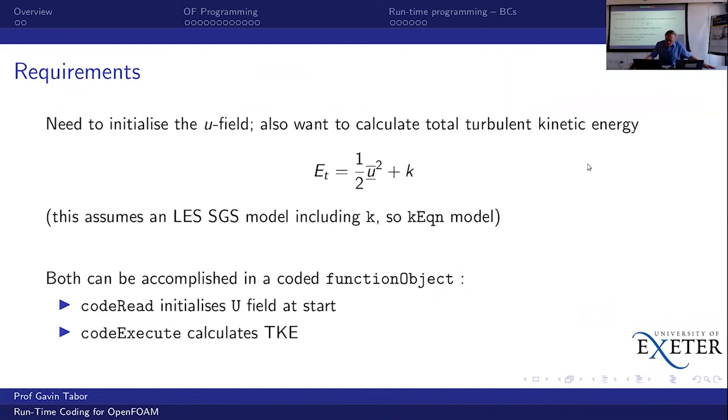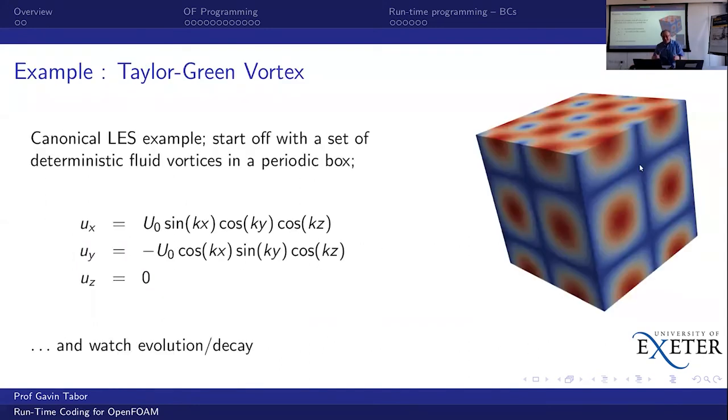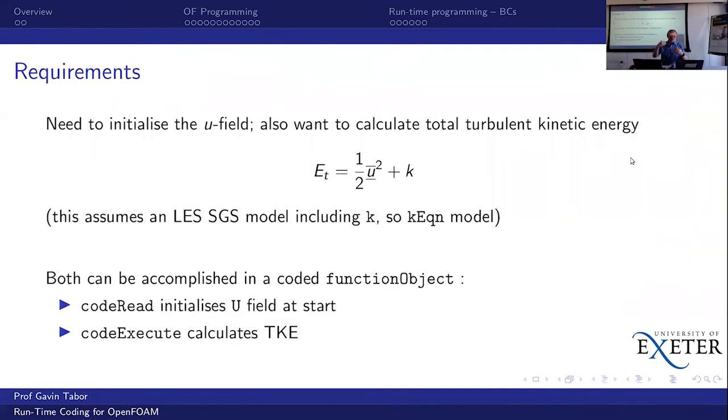And I realized there were two things I needed to do here. I need to be able to initialize this U field, which at the time I did by writing my own code, but I've now come to realize I can do that differently. And I can also calculate the total turbulent kinetic energy for each time step, which is information I want. So total turbulent kinetic energy is half the mean velocity squared, plus any subgrid scale turbulent kinetic energy. I'm running the one equation K model, turbulence model here, so I want to include that.